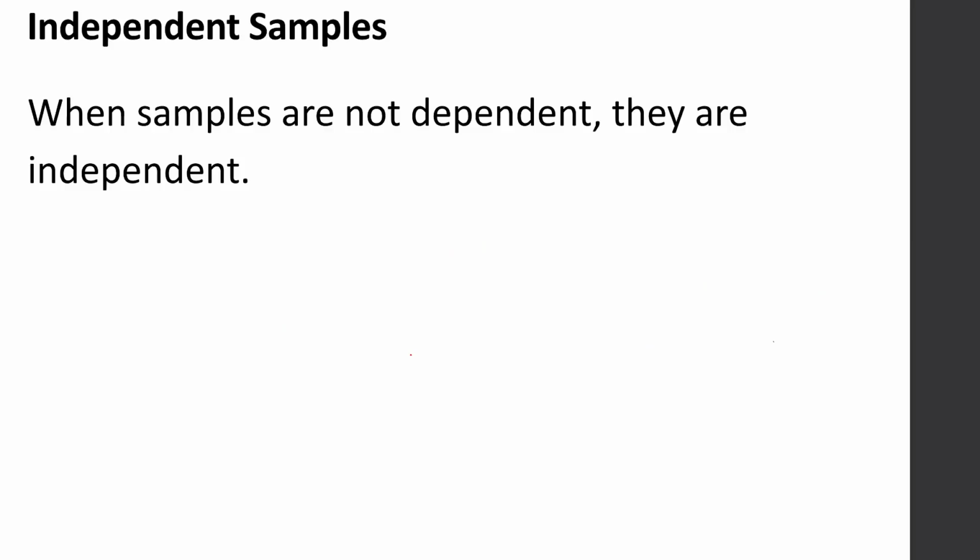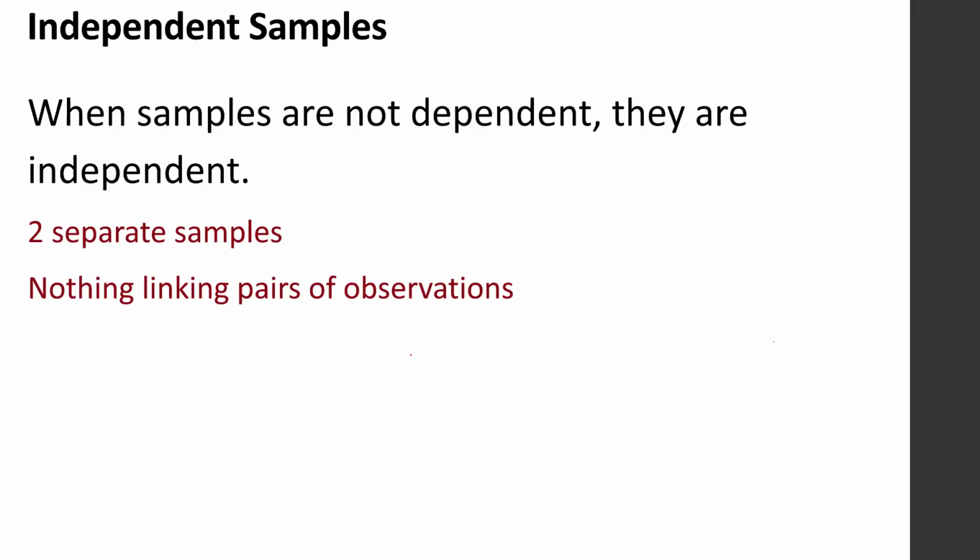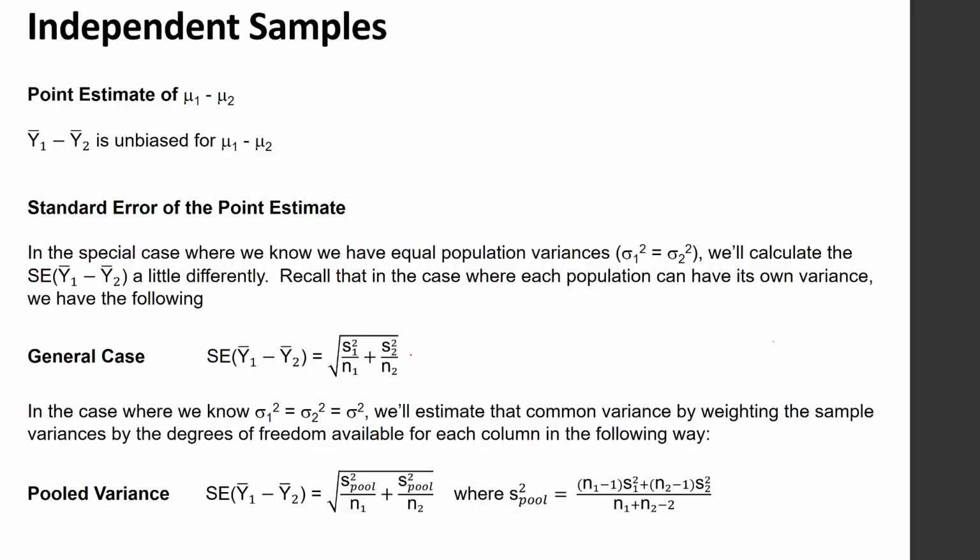All right, when the samples are not dependent, they are called independent. This is when you have two totally separate samples. There's nothing linking the observations in one sample to the observations in the other. So we've got our point estimate that we'll use. That's going to be the mean of sample 1 minus the mean of sample 2, and then the standard error of the point estimate. So the general case is going to be the sample variance for the first sample divided by the sample size for the first sample plus the sample variance for the second sample divided by the sample size for the second sample, added together and square rooted.